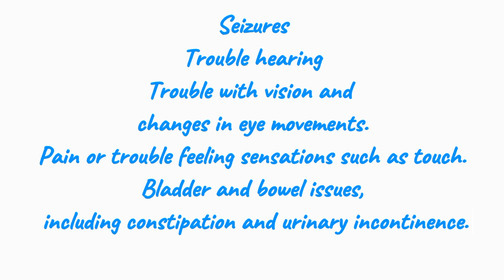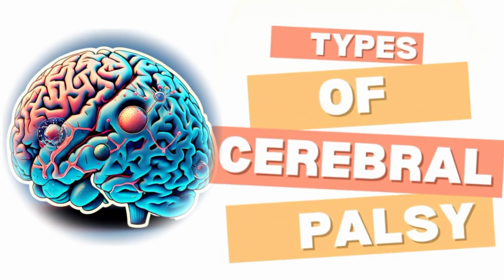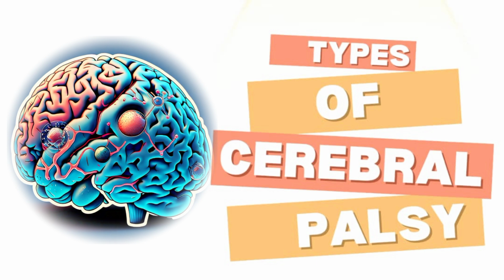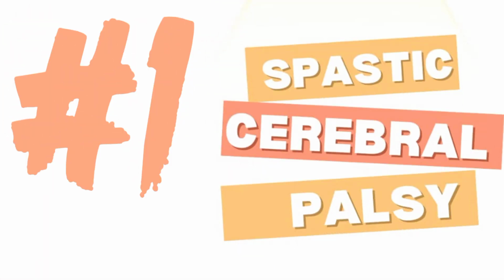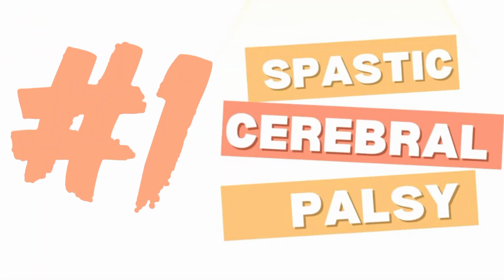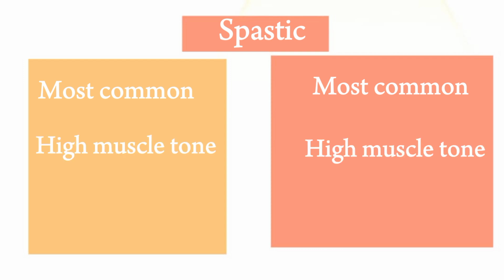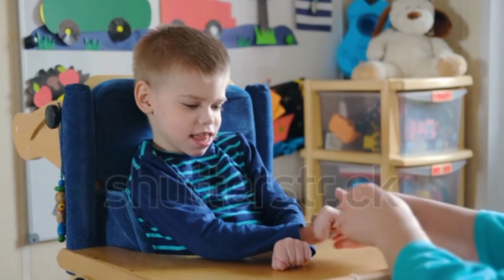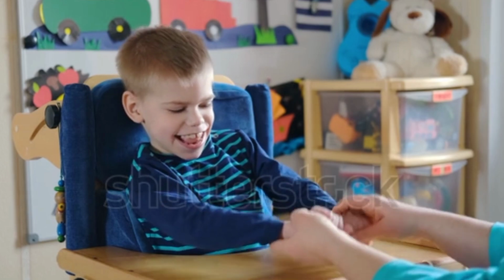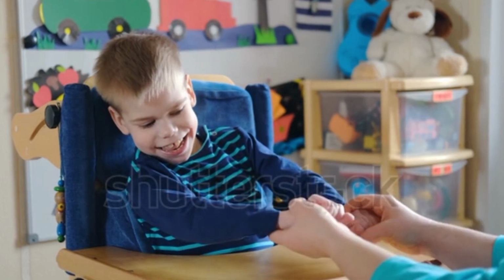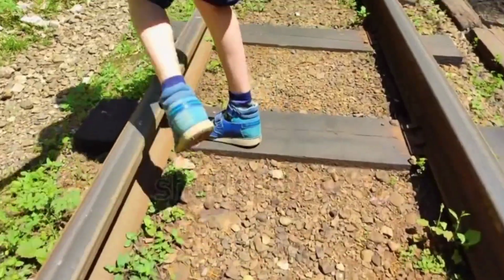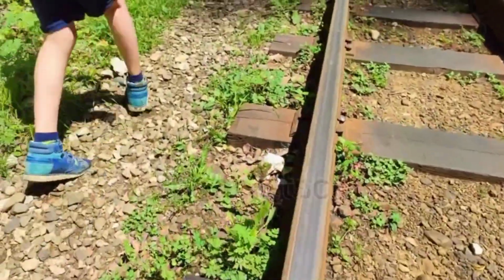Basically, there are several types of cerebral palsy. They include the first one, spastic cerebral palsy. This is the most common type of cerebral palsy. It can lead to high muscle tone, jerky movements, joint stiffness, and muscle tightness. This type of cerebral palsy causes walking abnormalities such as making scissors-like movements.